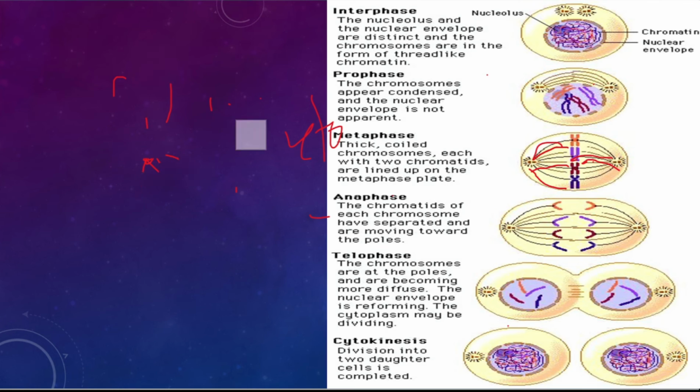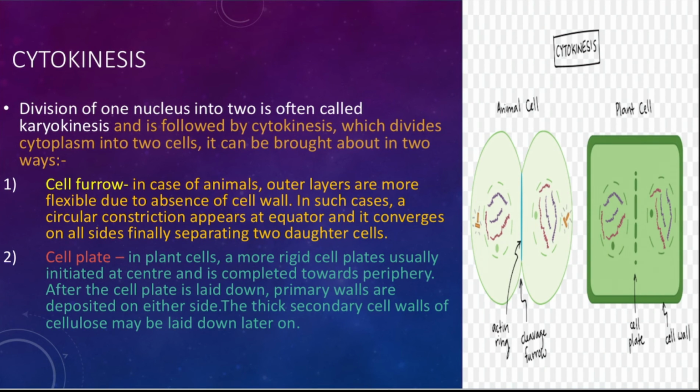So what happens in cytokinesis in an animal cell? One constriction starts from the cell surface, and it deepens inside the cell. You can see in my next slide how cytokinesis happens in animal cells. In plant cells it's a little bit different. In animal cells, the outer layers are more flexible due to the absence of a cell wall. In such cases a circular constriction appears at the equator, and it converges on all sides, finally separating two daughter cells. A constriction will appear.